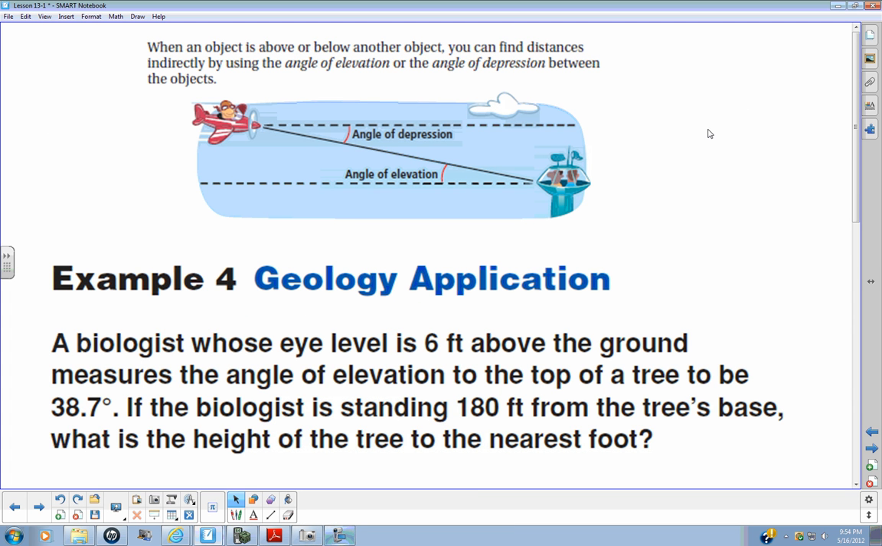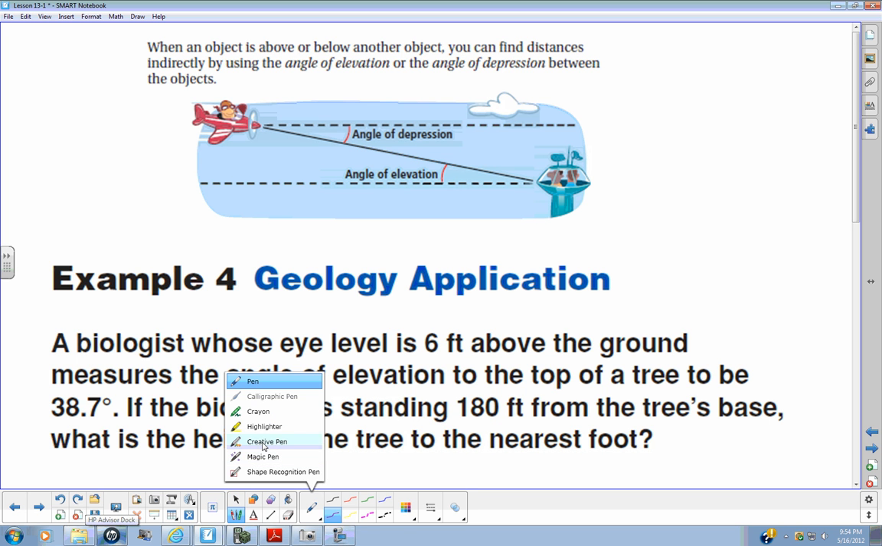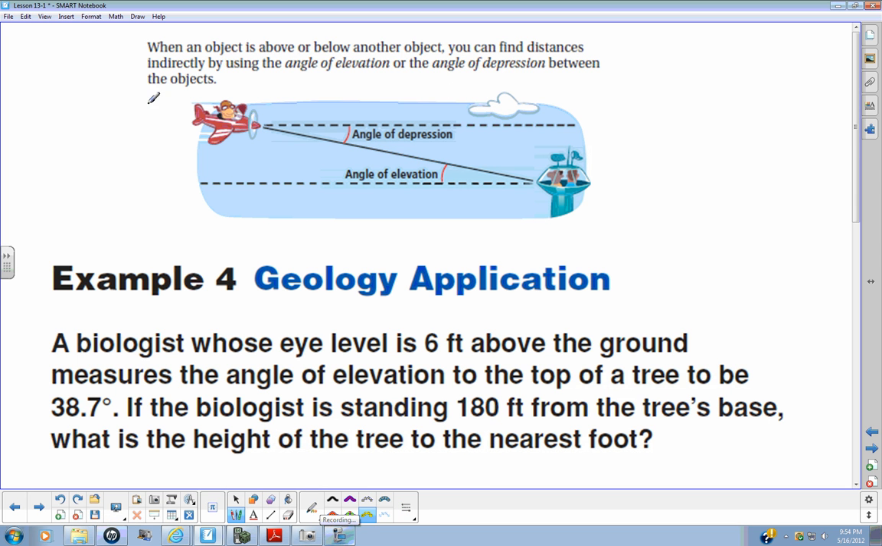And here our next example involves some geology. It says, geology application. And first of all, we need to talk about a couple of things that we'll be using here. And those are angle of elevation and angle of depression. Now, the angle of elevation means if we are looking out and up, we have the angle of elevation. So if I'm looking out this way and then up, I have the angle of elevation. And angle of depression, if I'm looking out and down, then we have the angle of depression. So out and up is elevation, out and down is depression.